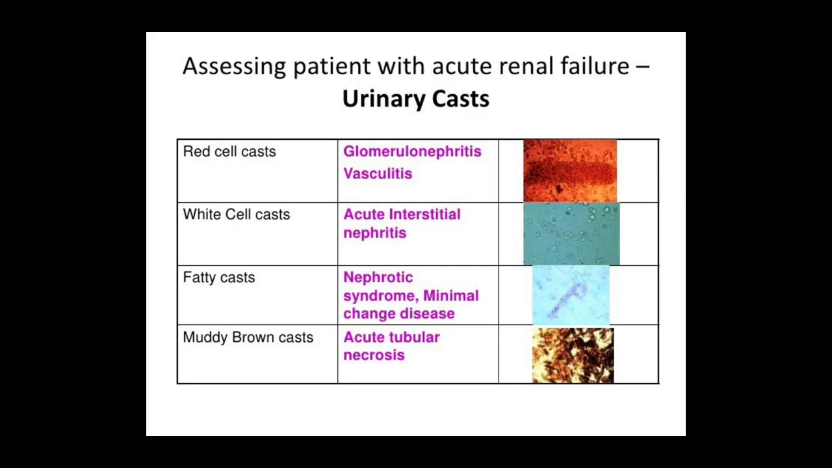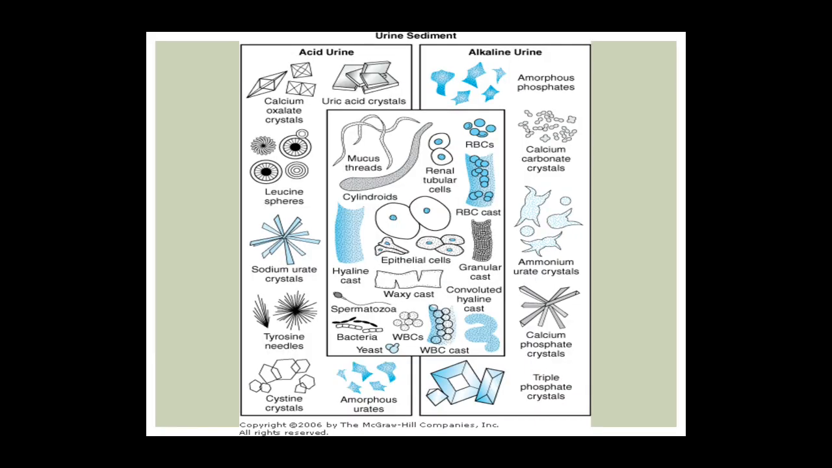When you make a diagnosis of glomerulonephritis, red cell casts are most commonly seen in glomerulonephritis and vasculitis. White cell casts are usually seen in acute interstitial nephritis, which we'll discuss next week. And you might see fatty casts in nephrotic syndrome, minimal change disease, and muddy brown casts in acute tubular necrosis.